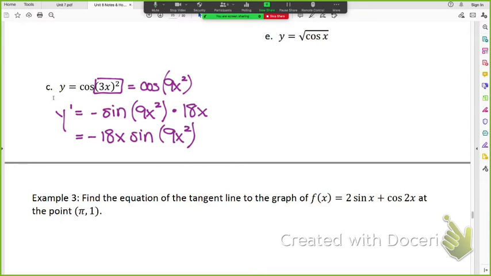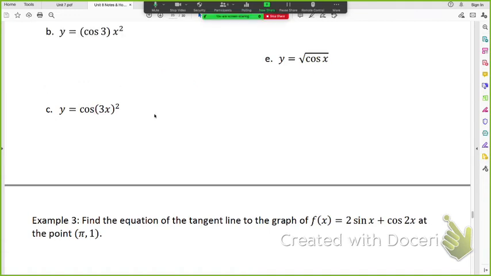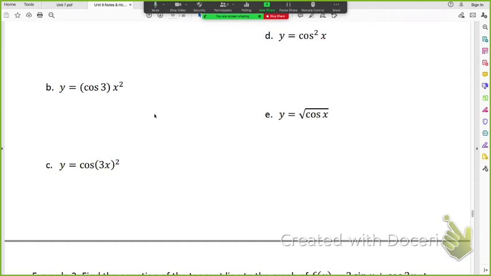Now, all the ones we've done so far, the sine or the cosine has been the outer function. Let's look at a couple where they're the inner function, just to make sure that we know how to do those as well. So that would be like D and E over here. So D is where I say it's easier to rewrite it before you actually do it, because what does it mean? We just talked about cosine squared x.